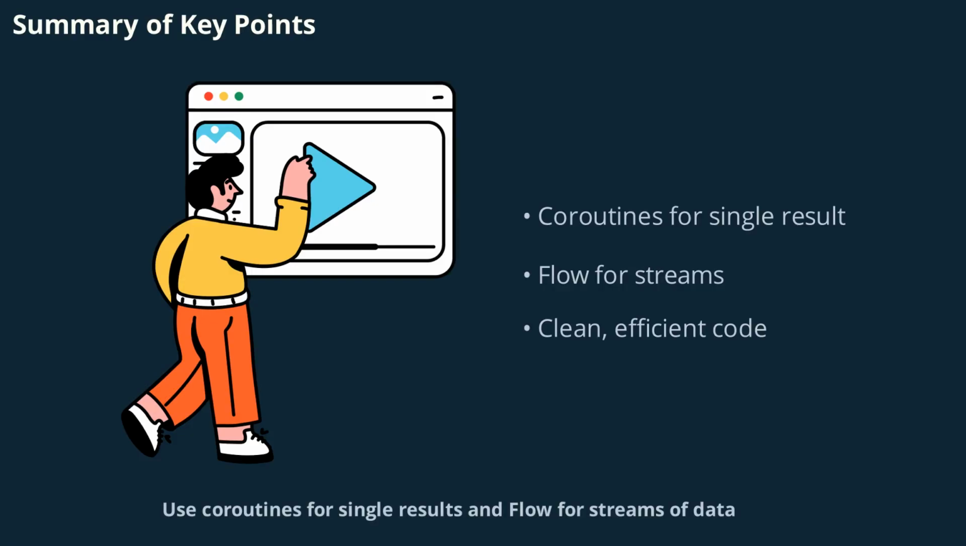Use coroutines for single results and flow for streams of data. Both tools have their strengths and are designed to solve different problems. By understanding when to use each, you can write cleaner, more efficient, and more maintainable code.